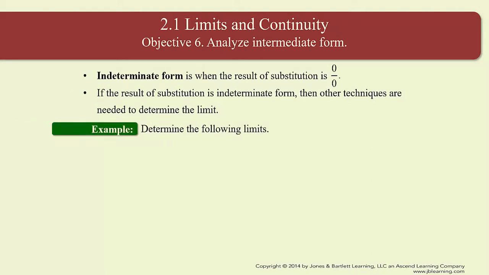Determine the following limits. Part A, the limit as x approaches negative 1 of x plus 1 over x squared minus 1. And then part B, the limit as x approaches negative 2 of x squared plus 5x plus 6 all over x plus 2. So go ahead, write this down. Got to get you into the habit of doing this. Write the example down, both parts, the directions, because I'm going to head off to the chalkboard and work through this example.